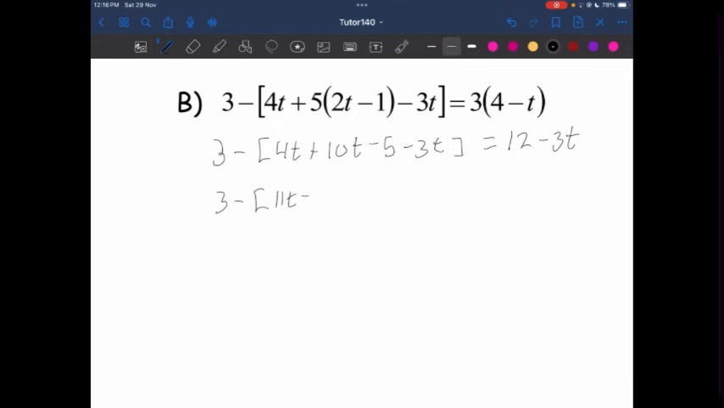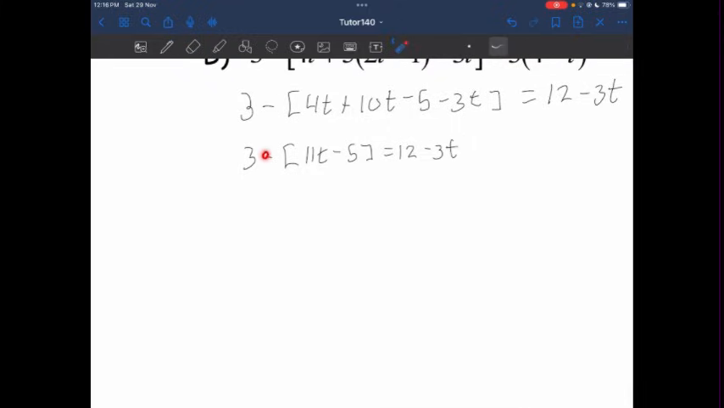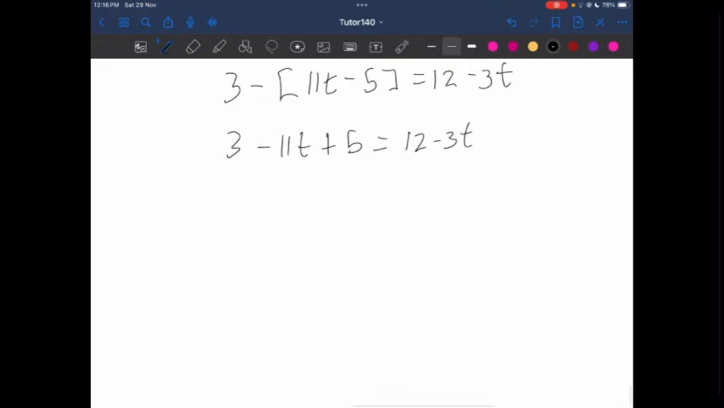That's 11t minus 5 equals 12 minus 3t. You're going to distribute the negative sign to both. So you have 3 minus 11t plus 5 equals 12 minus 3t. We want to add this to this first. That'll give us 8. And then bring this over here, and then bring the 8 over there.